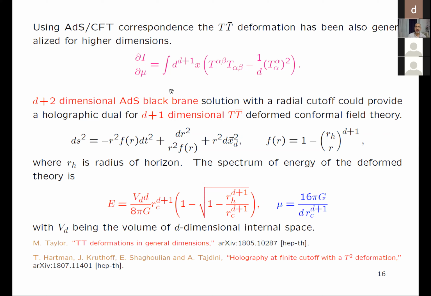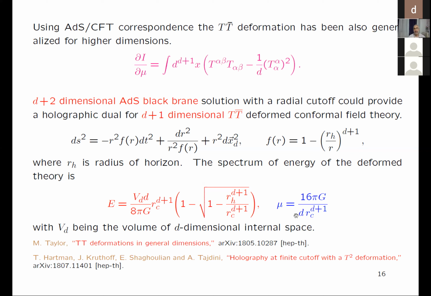And this deformation, deforming the bulk action by this term, defines holographically a TT bar deformation for a D+1 dimensional conformal field theory. In this case, if you start from this solution for the black hole, then the spectrum for the deformed theory is given by this expression. And there is a relation between mu, the deformation of the bulk theory, and RC, which is the radius cutoff of the AdS. There is a relation there.